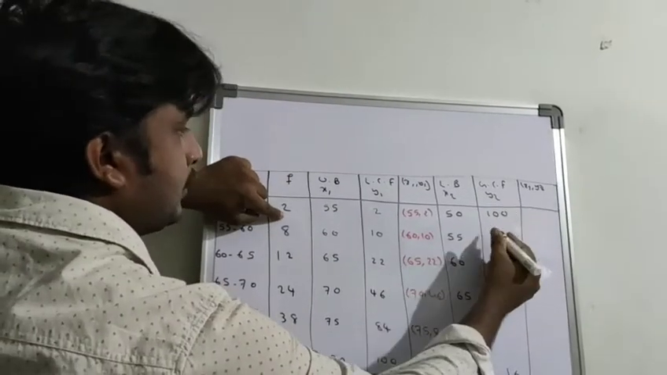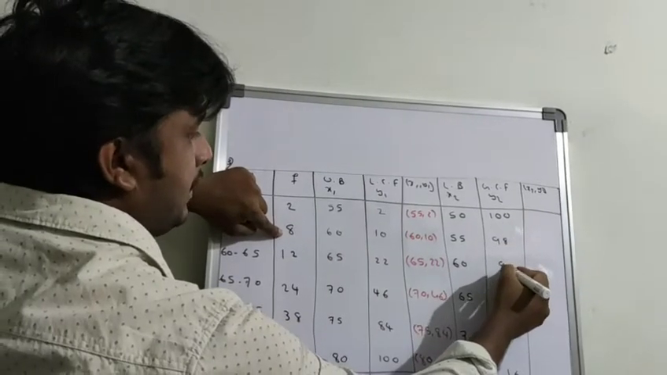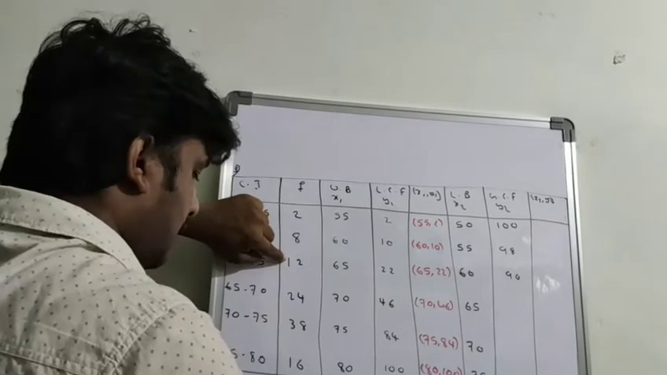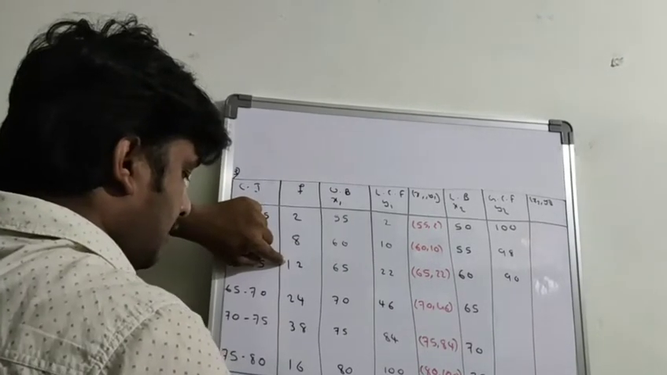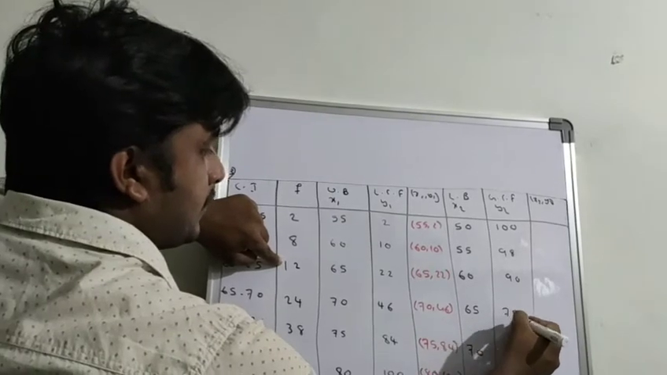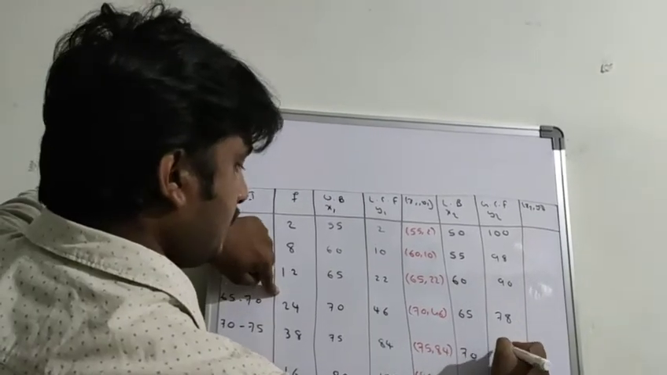100 minus 2, 98. 98 minus 8, 90. 90 minus 12, so what is 90 minus 12? 10 minus 2 is 8, 8 minus 1, 78. 78 minus 24: 8 minus 4 is 4.